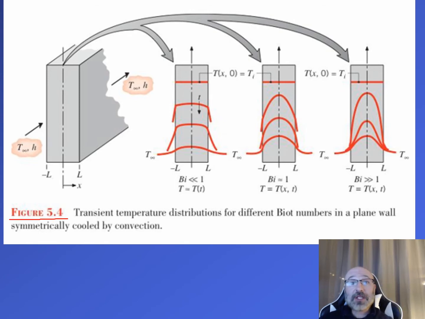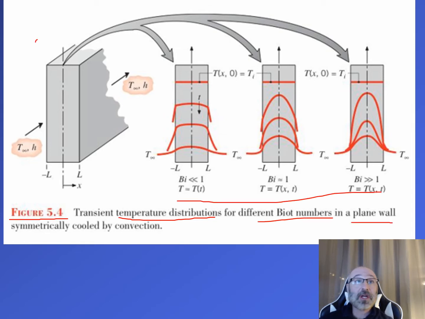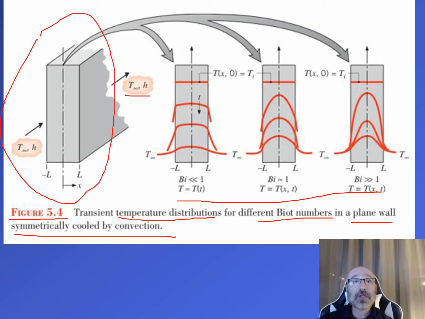So this is our transient temperature distributions. You can see those temperature distributions for these three different cases in the graph above, and these are for different Biot numbers in a plane wall. We can see our plane wall right here, and this is now symmetrically cooled by convection. So there's our convection, our T sub infinity, our h values. And we can see there's our x distance.